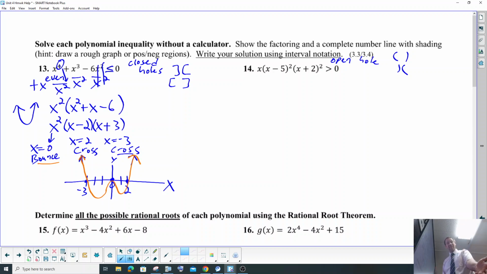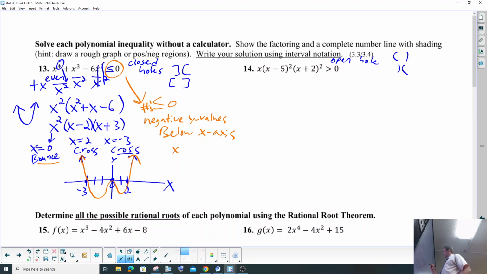Okay, so for our inequality interval notation answer, we're either above the x-axis or below the x-axis. It all depends on what they tell you. And so that says less than or equal to 0. What are numbers less than 0? Negative numbers. Negative y values are less than 0. And so that means below the x-axis. And then we want the x-intercepts as our answers, where we're below the x-axis.